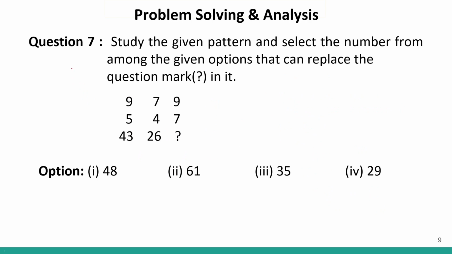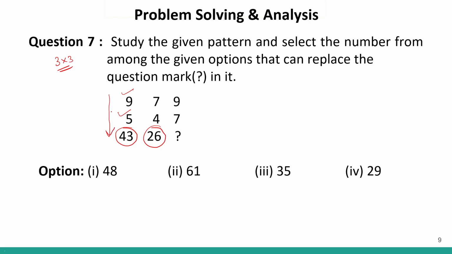Okay. Now, question number 7, which is again a 3 into 3 grid. If you look at question number 7, you can see that all the numbers are comparable to each other. 9, 7, 9 is comparable. 5, 4 and 7 is also comparable. So probably this is not the logic. But over here, if you look at these numbers, 43 and 26, they are significantly higher than 9 and 5. So probably the logic moves like this.